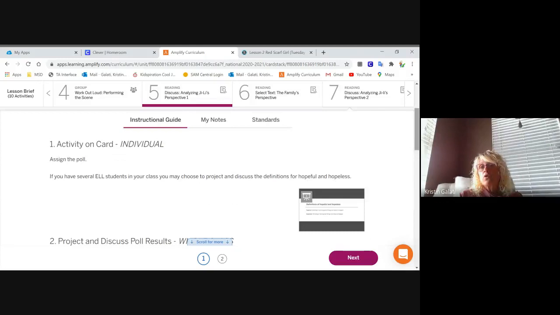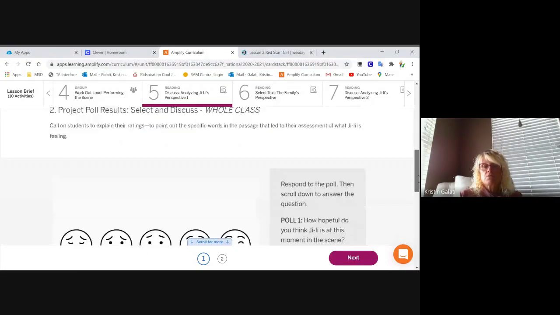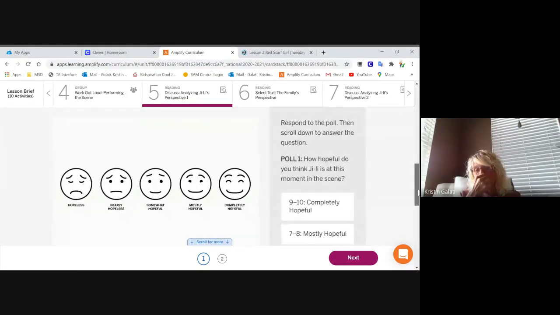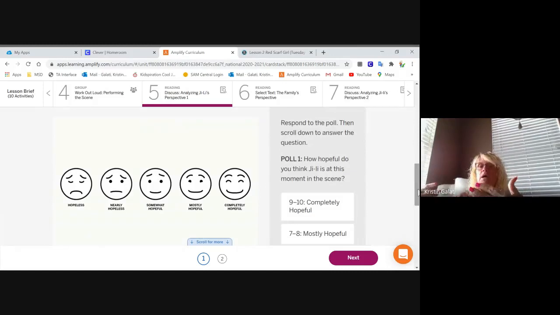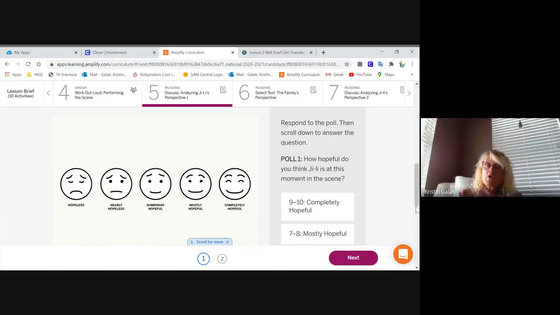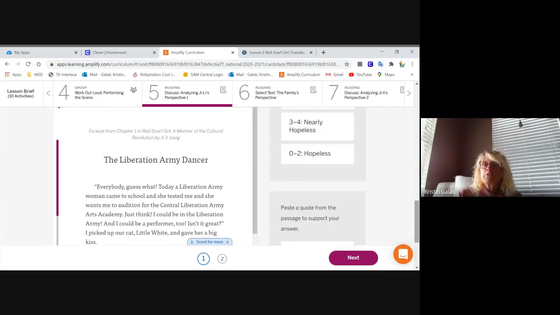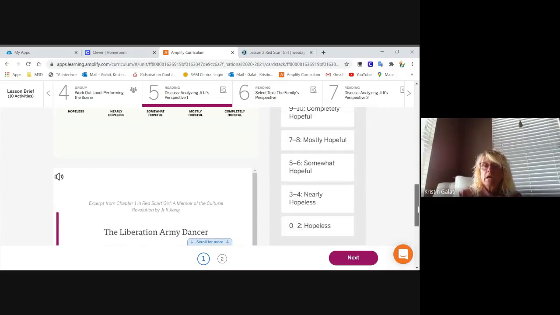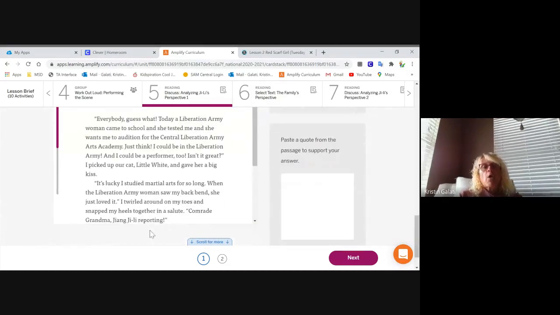Okay. So in order for us to be able to do this poll, you would probably need to really think about how hopeful you think Ji Li is at this moment in the scene. Completely hopeful, mostly hopeful, nearly hopeless, hopeless. This is the scene right here that we are speaking of. Not all the way through, but just this scene where she comes home and she's excited.